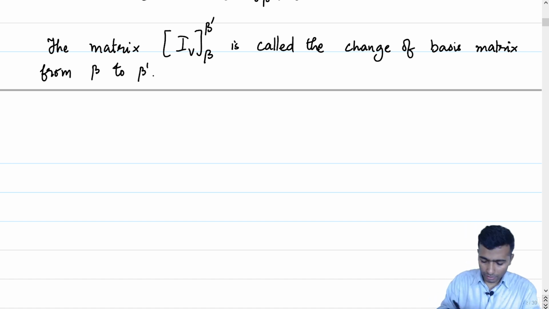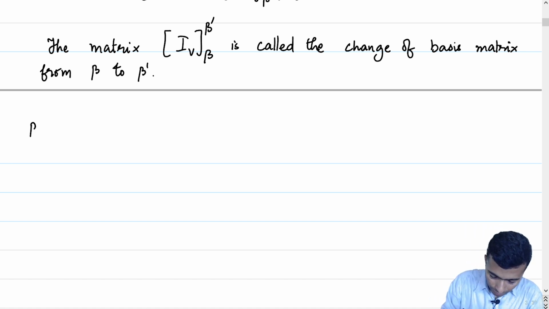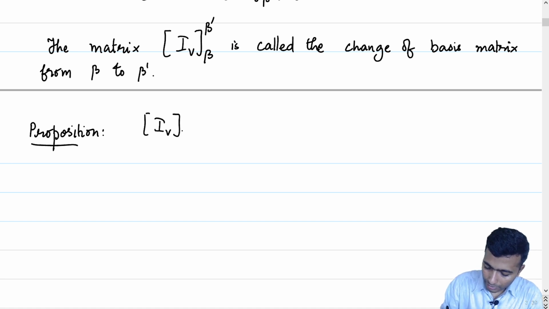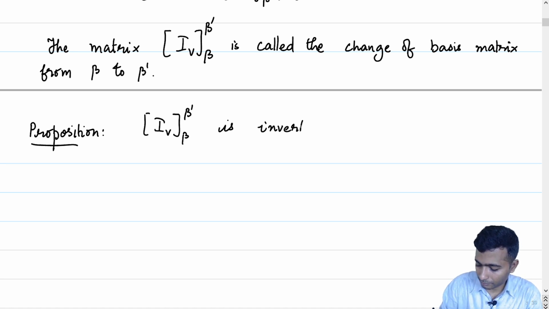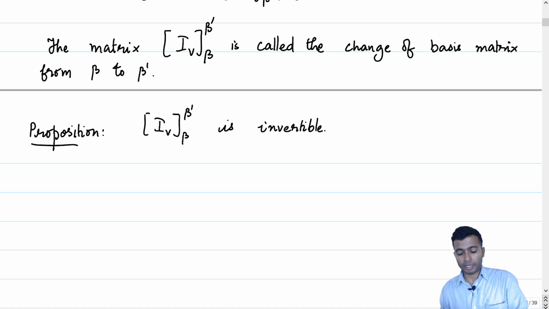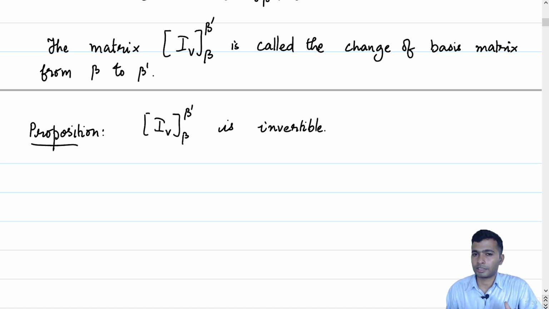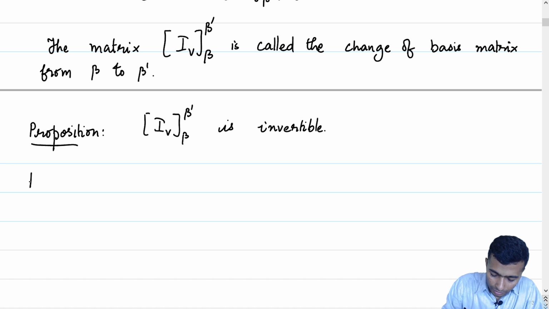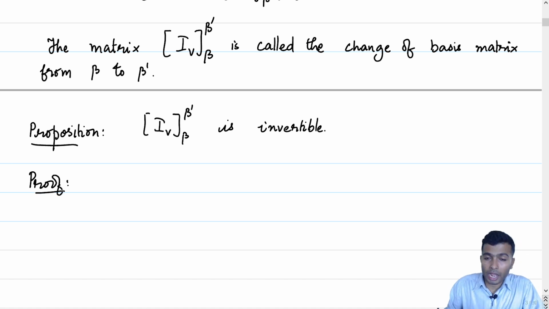So immediately let me give you an exercise or a proposition. IV beta prime is invertible. It's an invertible matrix. Why is this invertible? We have already seen that if we have a linear transformation which is invertible, the matrix corresponding to the linear transformation should also necessarily be invertible. And we know that identity is an invertible linear transformation, it is the inverse of itself.